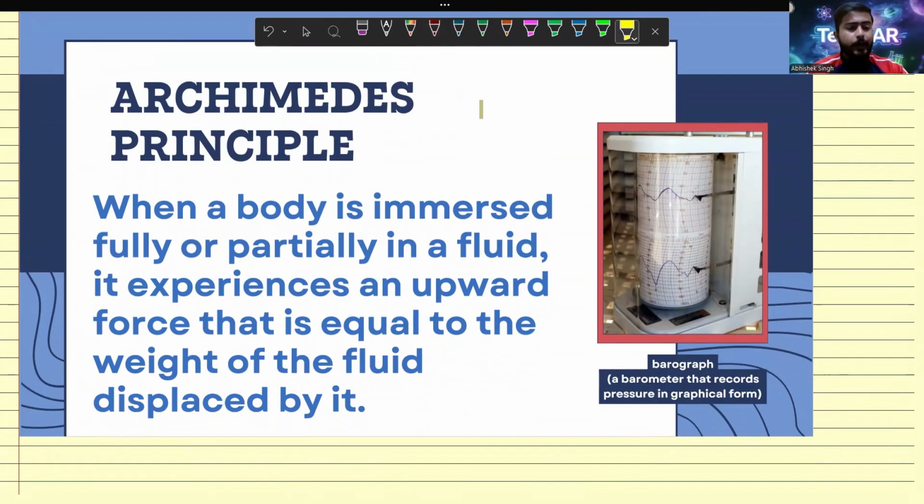He says that when a body is immersed fully or partially, fully means when it is completely immersed, and partially means when it is half sinking and half floating. There are some examples. It experiences an upward force. We already know that it experiences an upward force in the concept of buoyancy. But now Archimedes said that that upward force is equal to the weight of the fluid displaced by it.